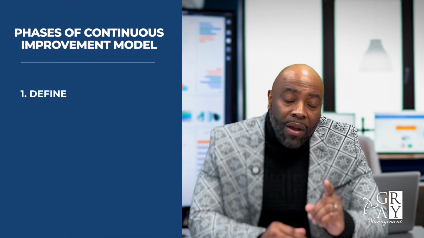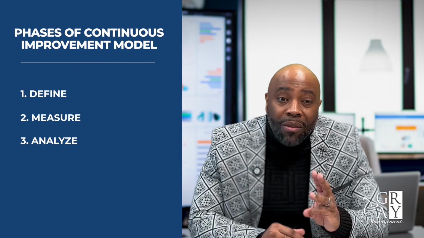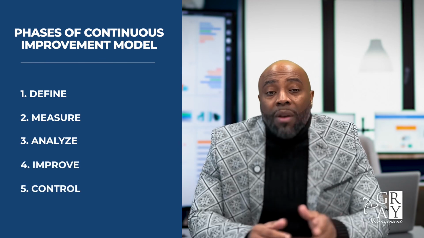The continuous improvement model has 5 key phases. Number 1 is define. Number 2 is measure. Number 3 is analyze. Number 4 is improve. And the 5th and final phase is control.